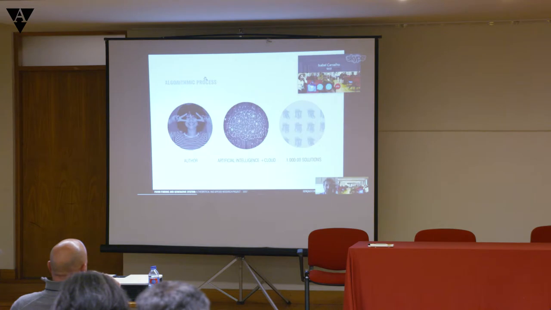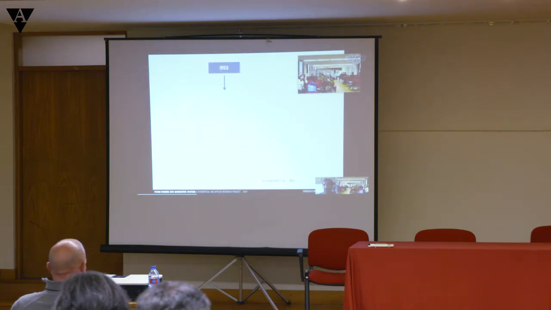And then when we pass to the algorithmic process, we have an author, but we have a kind of artificial intelligence, the cloud. We are expected to produce 1,000 solutions or 1 million. The process is a little different. So in this case, we have a generative system. And this generative system normally starts with an idea, and we codify a rule or a characteristic in an algorithm. And then we use the computer to translate this code and give us some results.